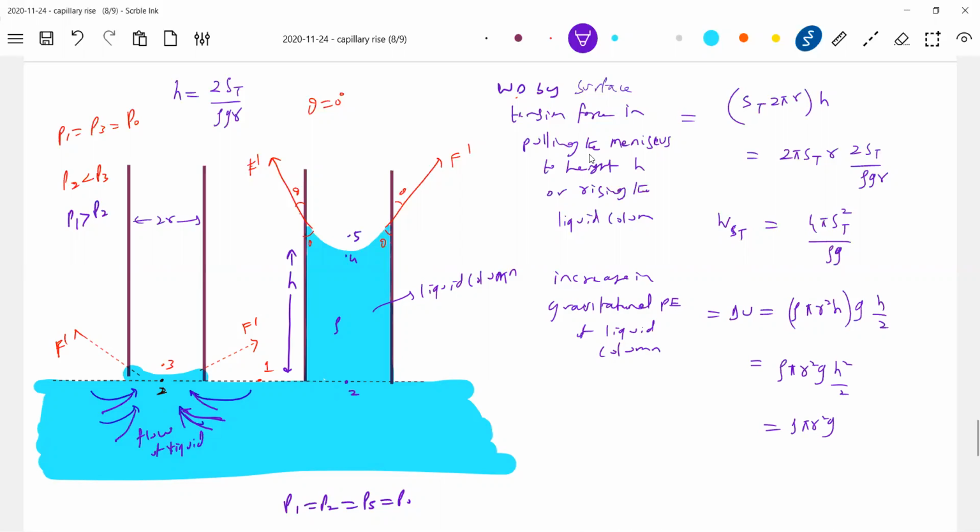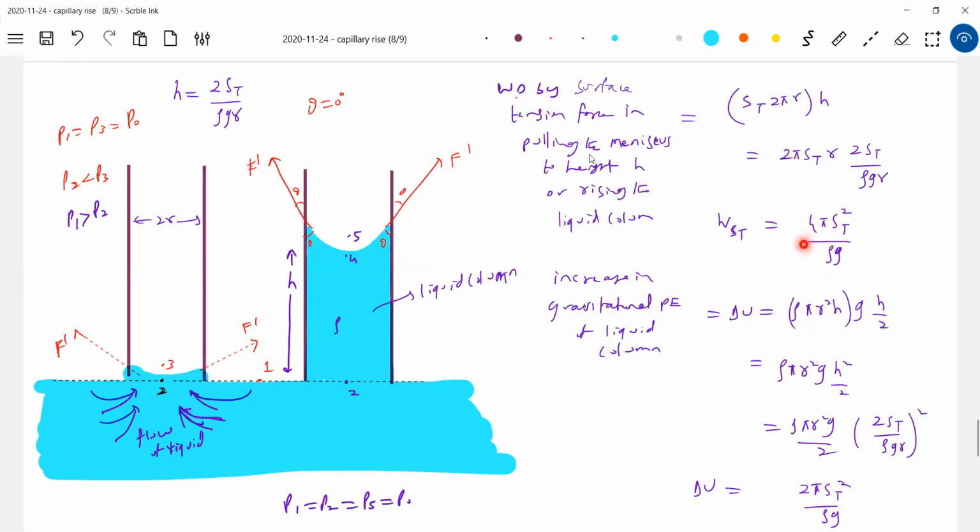What is h? Let me substitute this formula: 2 T cos theta by rho g r, whole square. If I do everything, rho g r, everything gets cancelled. So this will become 2 pi T square by rho g. Look at this. How much work did surface tension do? 4 pi T square by rho g. What is the rise in gravitational potential energy? 2 pi T square by rho g.